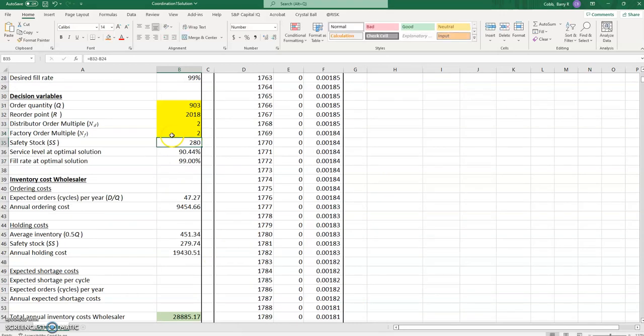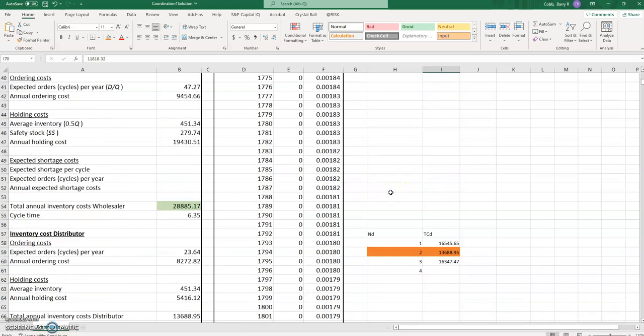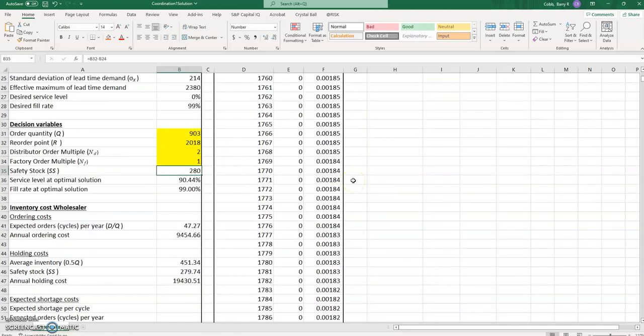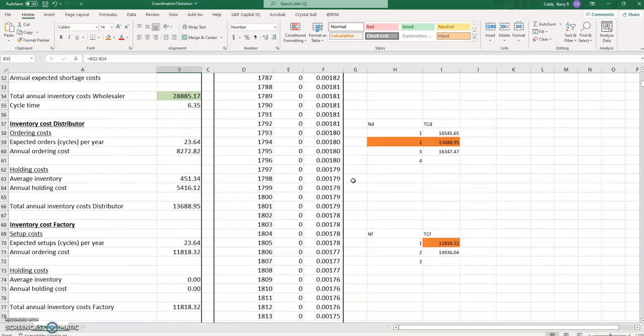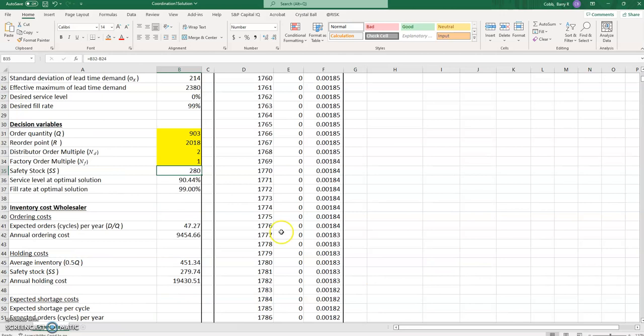If we increase that to 2, the factory's total inventory cost increases. And so once it increases, as we move to higher order multiples, we're not going to see any further decreases. So really the solution would be 1 because that's going to be the lowest cost. So we want to change this to 1. And so that gives us our optimal solution, in this case, for the wholesaler, distributor, and factory.